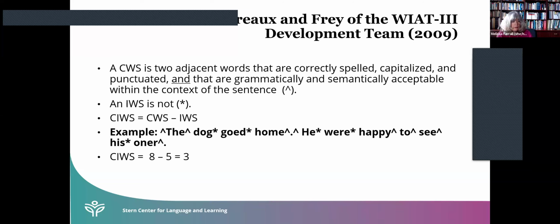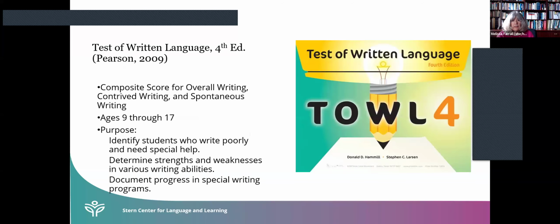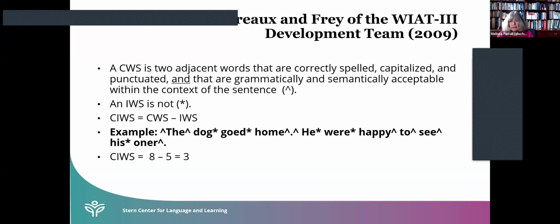So they do offer a quantitative way of scoring it, but it doesn't figure into numbers wise. So let me take you through this.